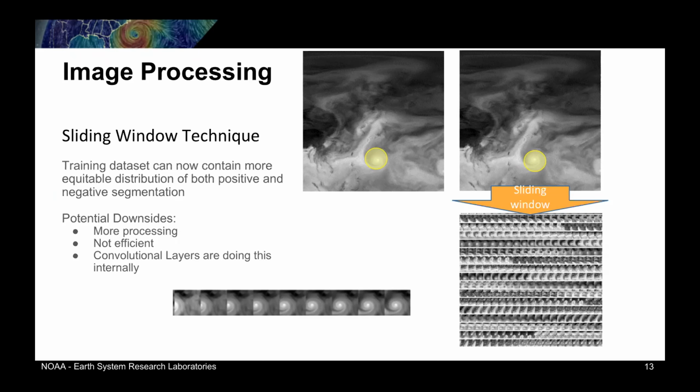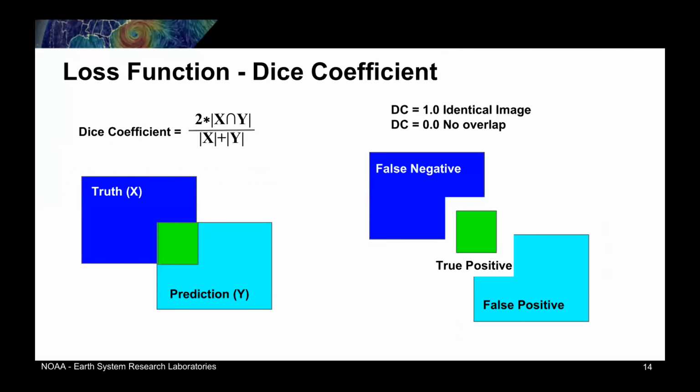Another way we can look at this is our loss function. So moving to slide 14, next slide, we can use different loss functions that evaluate the images differently for us. One that we use in our work is the dice coefficient. This is an intersection over union type evaluation. So where do our labels overlap? We have a truth and we have a prediction from our images here.